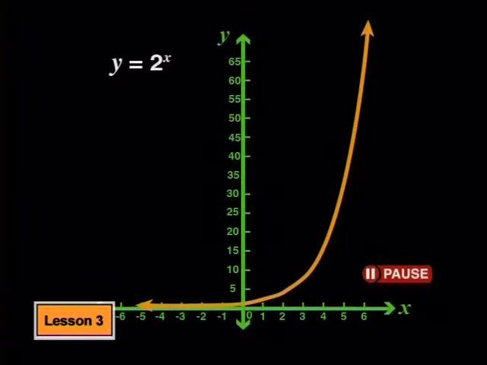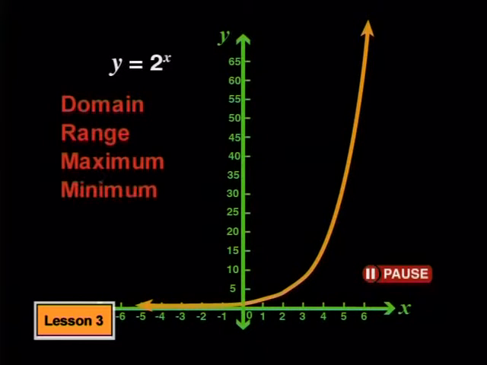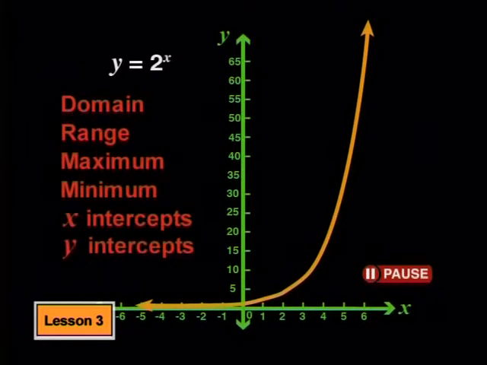Can you describe some of the characteristics of this graph? What is the domain, the set of possible x values of this graph? What is the range, the set of possible y values for this graph? What are the graph's maximum and minimum values? What are the x and the y intercepts?